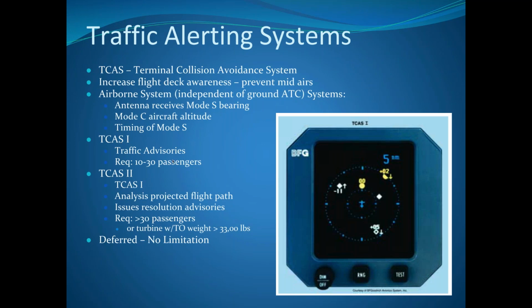TCAS 1 provides traffic advisories, and it's required when you have an aircraft that's carrying 10 to 30 passengers. TCAS Level 2 has the same requirements as TCAS Level 1, but then it also requires analysis projected for flight path, issues resolution advisories, and it's required for any aircraft carrying more than 30 passengers or a turbine with a takeoff weight greater than 33,000 pounds.